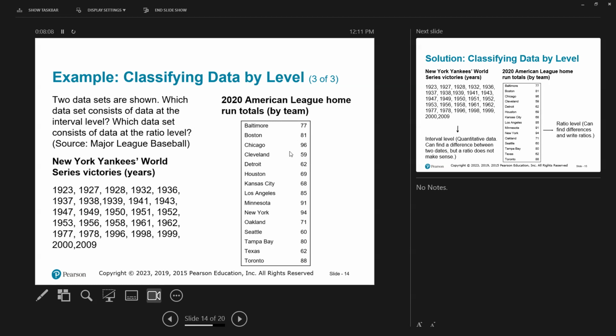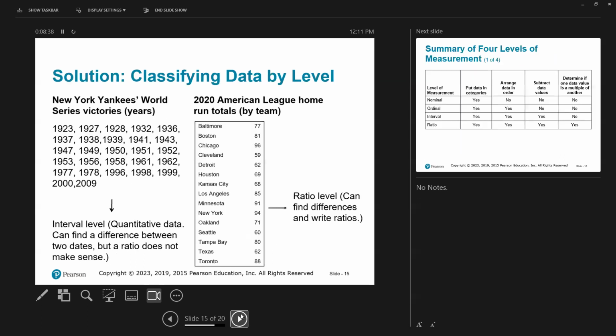When we look at the second data set, it's the 2020 American League home run totals by team. It shows that Baltimore is 77, Boston is 81, Chicago is 96. So this data set shows all quantitative data, and the differences between the numerical values are meaningful, and the zero means something in this data set, right? And you can take the ratio between these two numbers.